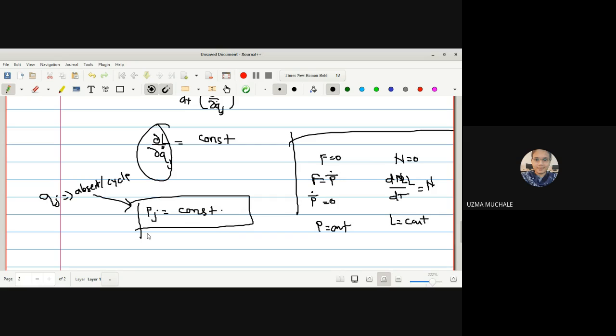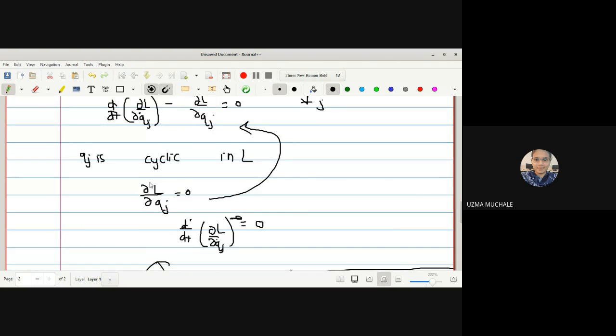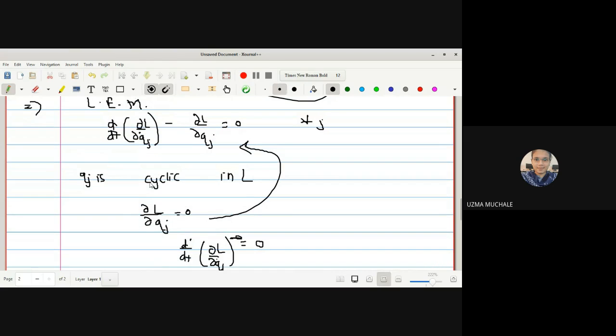Whenever the generalized momentum is constant, it is only possible in case Qj is absent, or you can say Qj is cyclic in L. Then we say that Pj, that is generalized momentum, is constant. Okay, easy है. क्या करना है आपको? Qj cyclic है means what? Dou L by dou Qj हे 0 येणार आहे. Cyclic आहे म्हणजे absent आहे. Absent असेल तर त्याचा derivative काय येणार आहे?